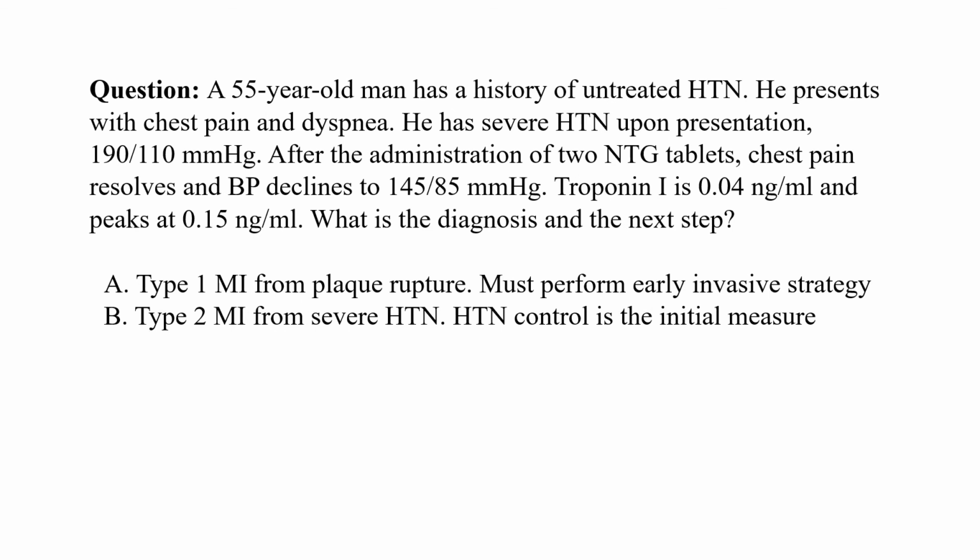Next question. A 55-year-old man has a history of untreated hypertension. He presents with chest pain and dyspnea. He has severe hypertension upon presentation, 190/110 millimeters of mercury. After the administration of 2 nitroglycerin sublingual tablets, chest pain resolves and BP declines to 145/85. Troponin I is 0.04 and peaks at 0.15 nanograms per milliliter. What is the diagnosis and what is the next step?